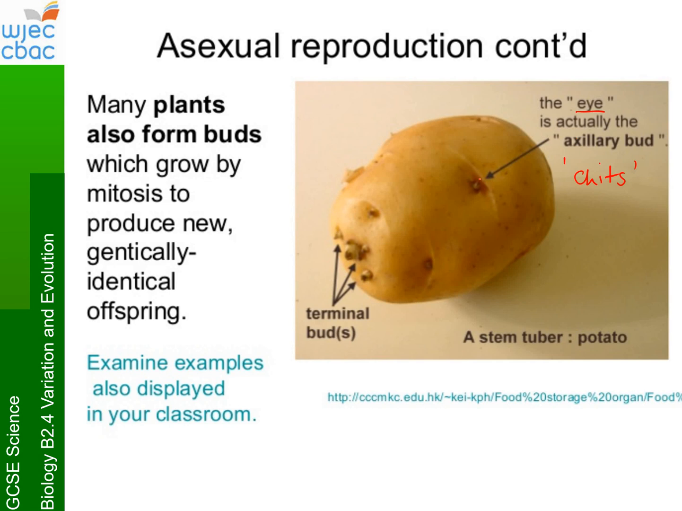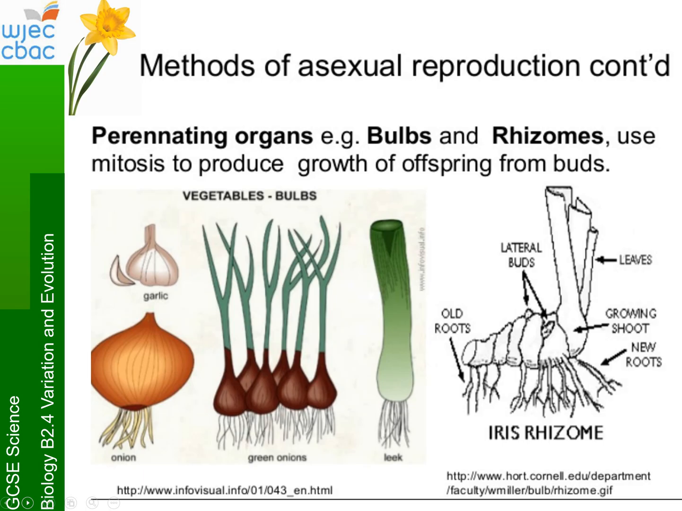So these will grow into the new potato plant, and you can get new potatoes growing off them. So potatoes form buds. Then we've got a variety of different plants that use something called bulbs or rhizomes, okay? Our most famous in Wales is the daffodil up here. But also we've got garlic, onion, green onions, leeks, okay? These are spring onions, the green onions, irises, anything that is planted using a bulb.